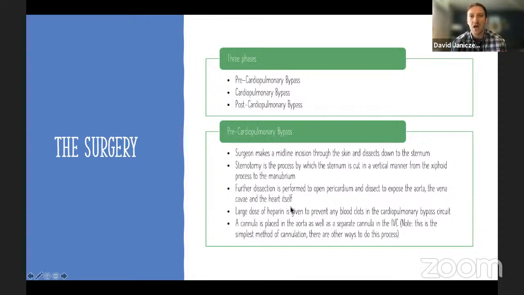We then give a large dose of heparin. So heparin is a blood thinner. And what we really want is to prevent any blood clots in the cardiopulmonary bypass circuit. The circuit is essentially thrombogenic, meaning it's going to cause clots if we didn't give anything. And then those clots would get returned to the patient, cause strokes and very bad things. So we definitely want the patient to be fully heparinized.